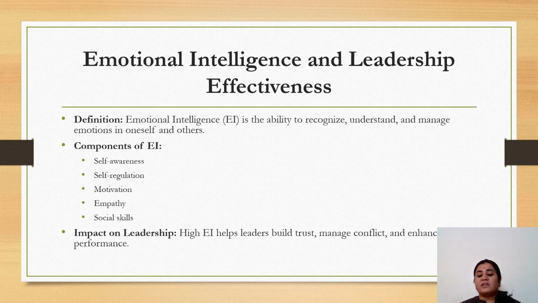The first one is self-awareness. In self-awareness, it is basically understanding one's emotions and their effect on others. Then we have self-regulation, managing disruptive emotions and adapting to changing circumstances. Then we have motivation, harnessing emotion to pursue goals with energy and persistence. Then we have empathy. Empathy is recognizing and considering other people's emotions, and social skill is managing relationships and building networks.